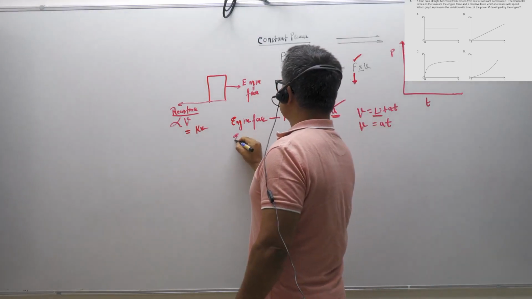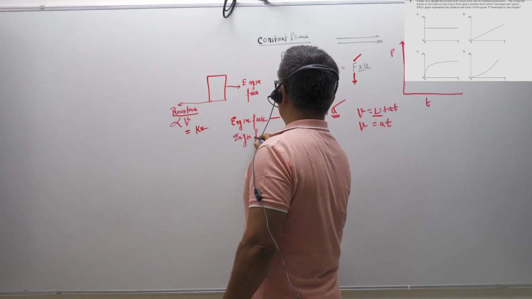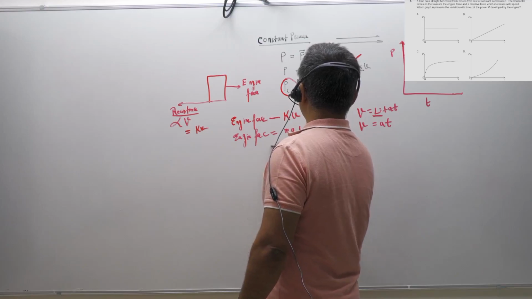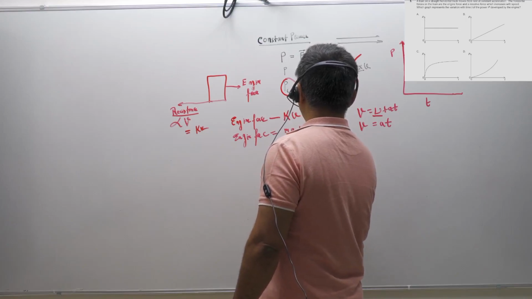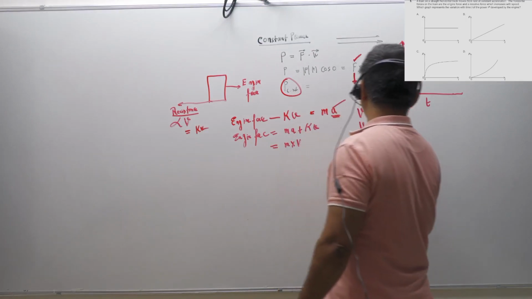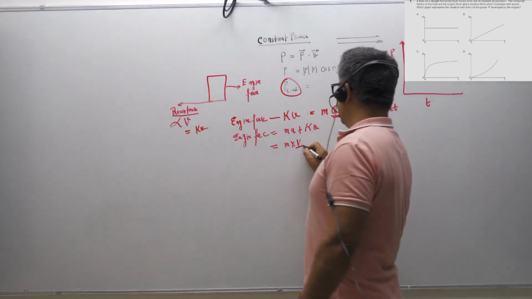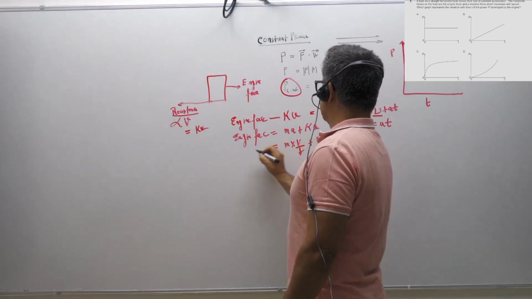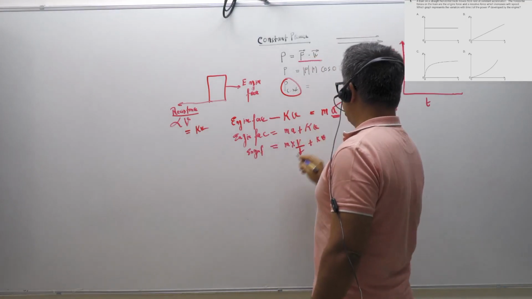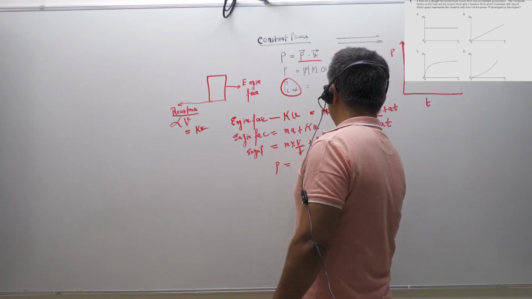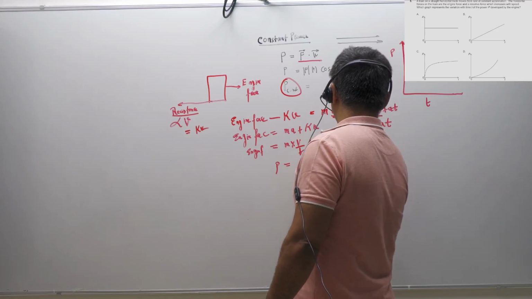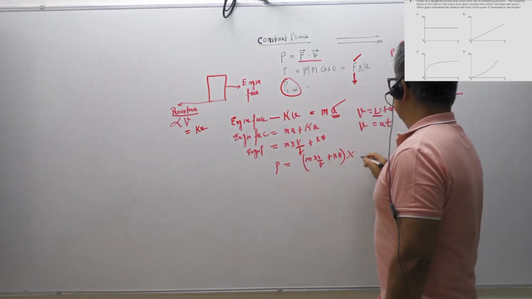So the engine force is equal to ma plus kv, which is m into v by t plus kv, since a is equal to v by t. So this is your engine force. Now we know the power formula. Power is equal to mass into velocity by time plus kv, multiplied by the velocity.